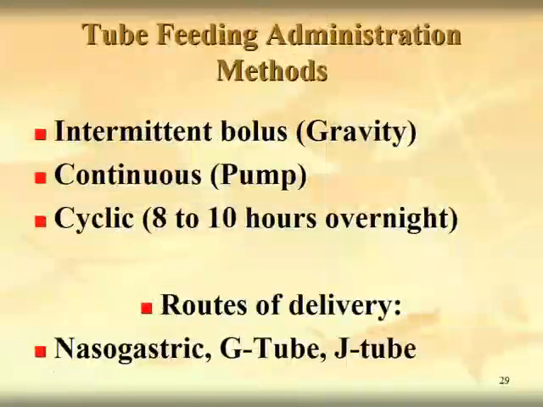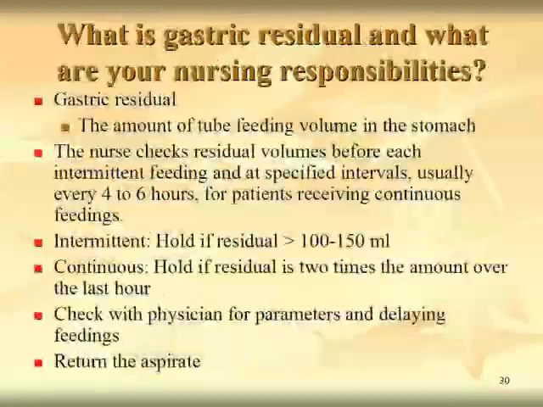Feedings can be given in different methods, as you all know, either by intermittent bolus, by gravity or with a pump, or by continuous method with a pump, or they could be given cyclic, where the patient may get an 8 to 10 hour chunk of time where they're getting the NG feeding, and that's typically given a lot of times during the night while the patient's sleeping. So remember, we can give these feedings either through the NG route, a G tube route, or a J tube route.